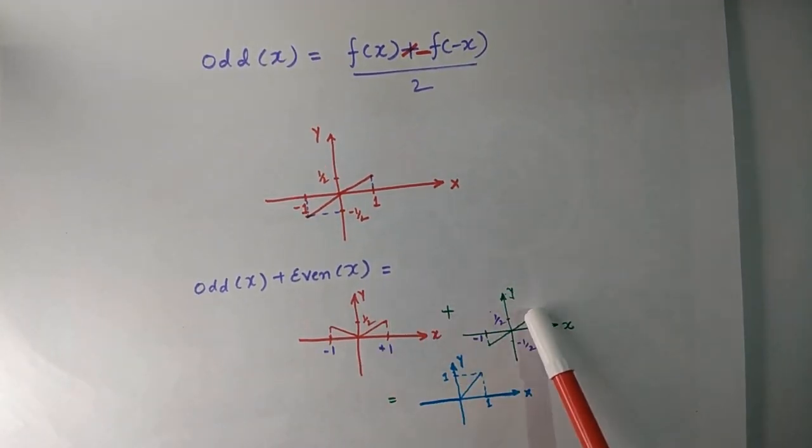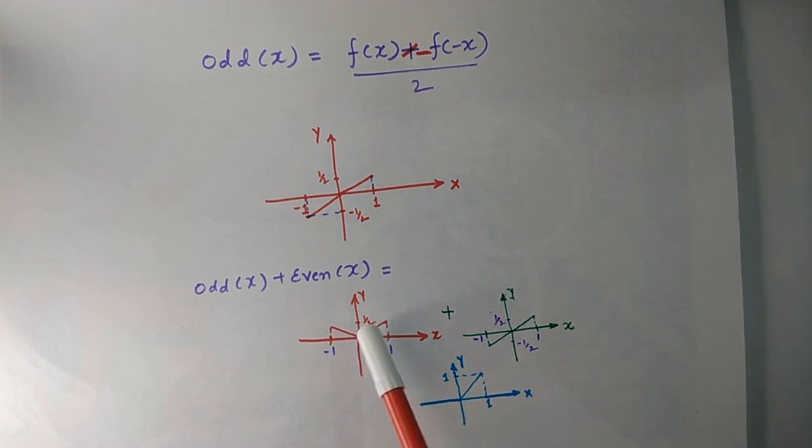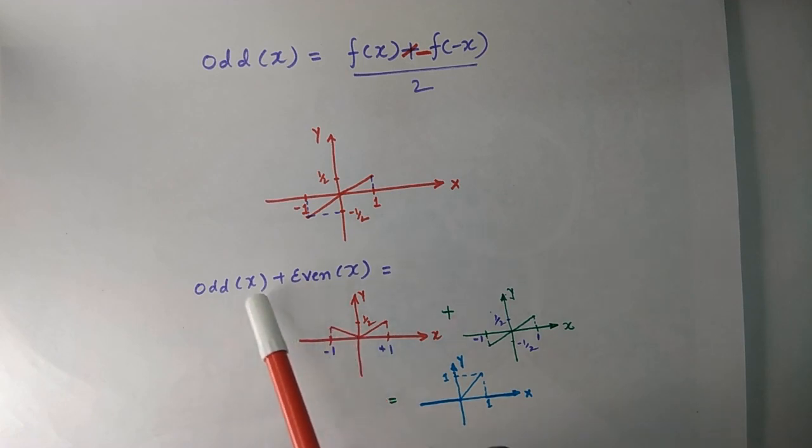Portion on the right hand side will add to give a graph which looks like this: y equal to x in the closed interval 0, 1. Now it is easy to see that the sum of the odd and even parts of x is nothing but my original function f, which we had taken in the beginning.